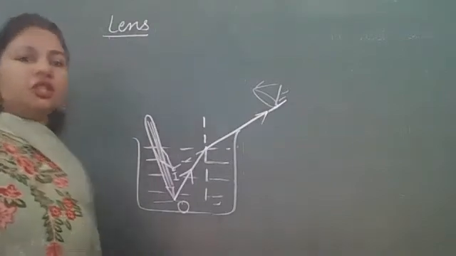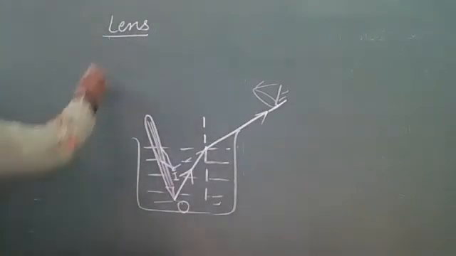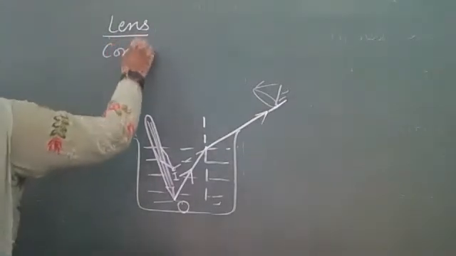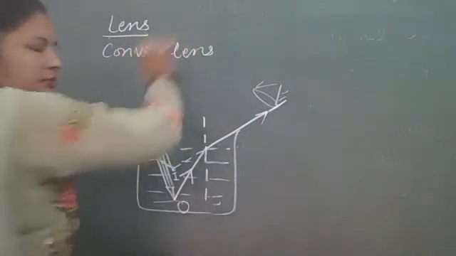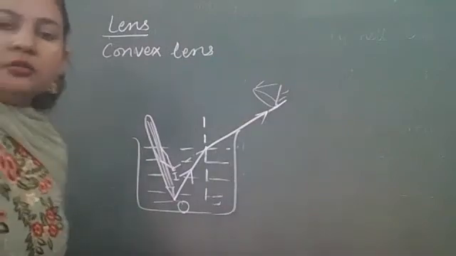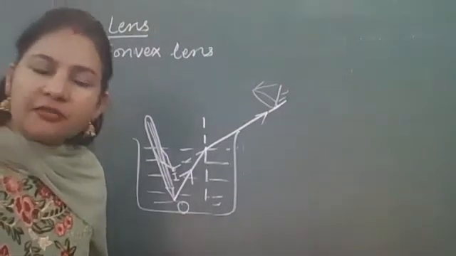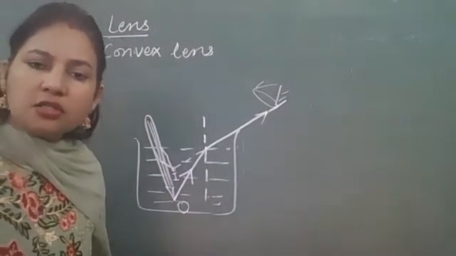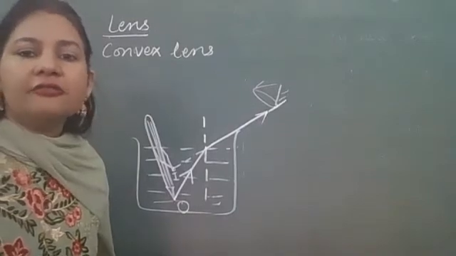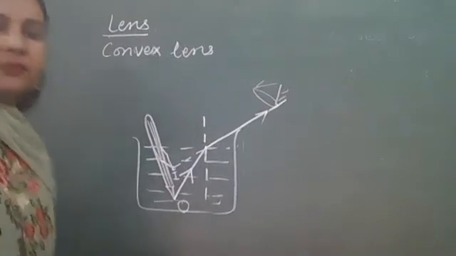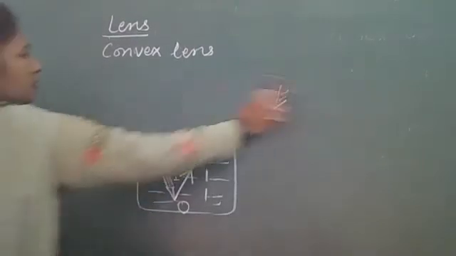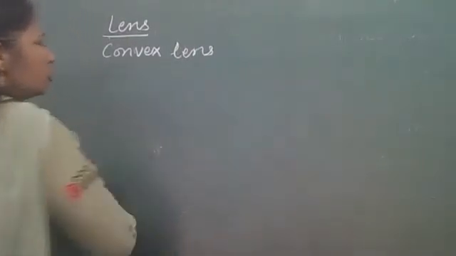Write down the definition. Lens is a transparent medium bound by two refracting surfaces. Or you can also say a lens is a refracting medium that can bend the rays of light. आप ऐसे भी कह सकते हो. Okay. And you all know there are two types of lenses.